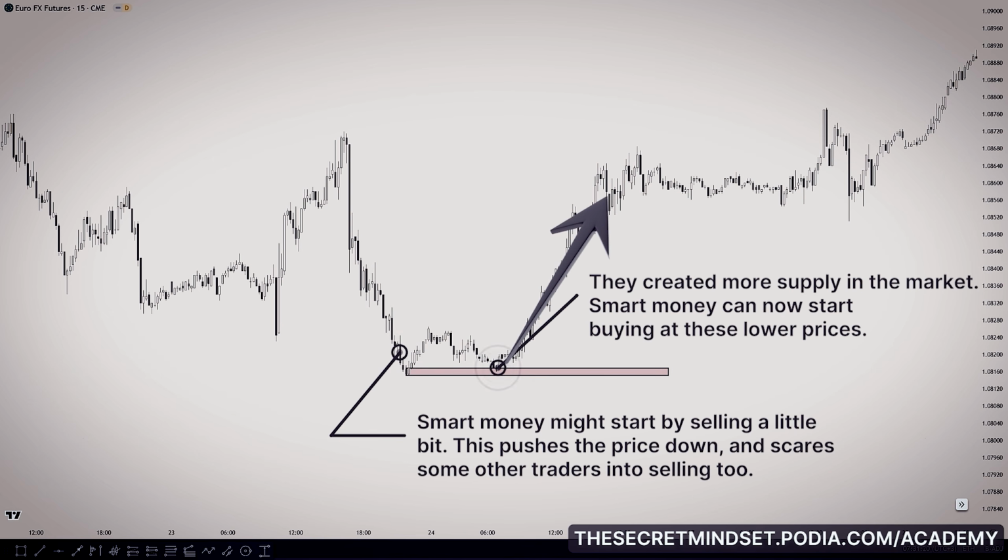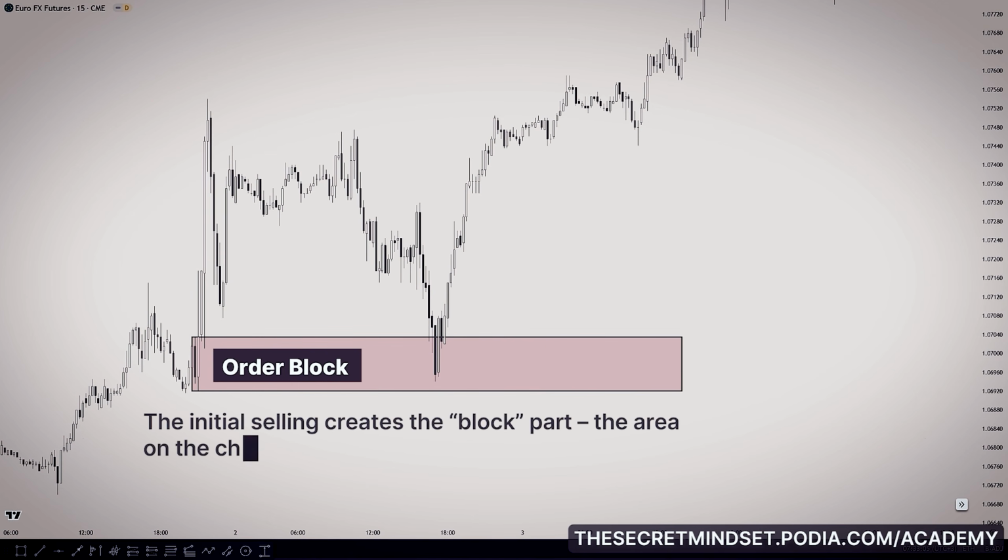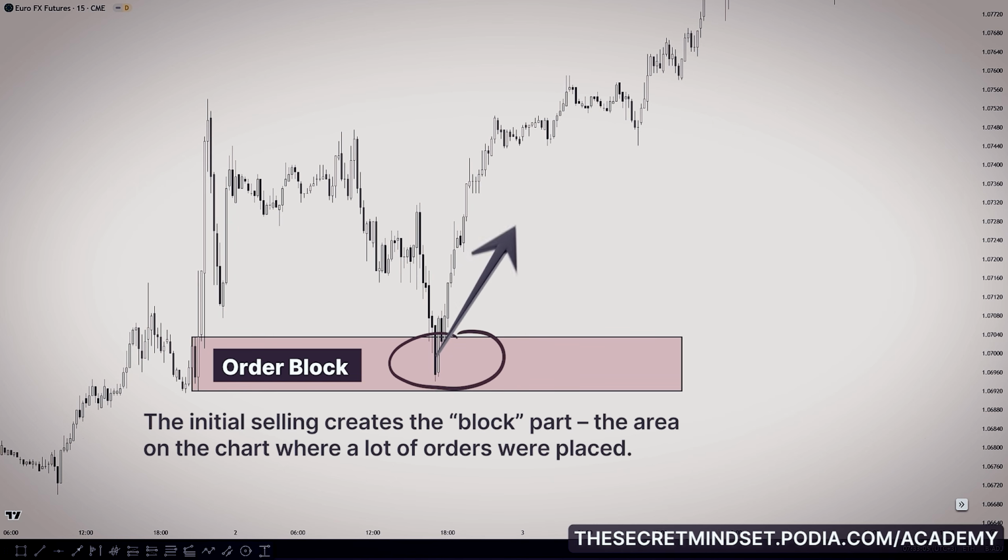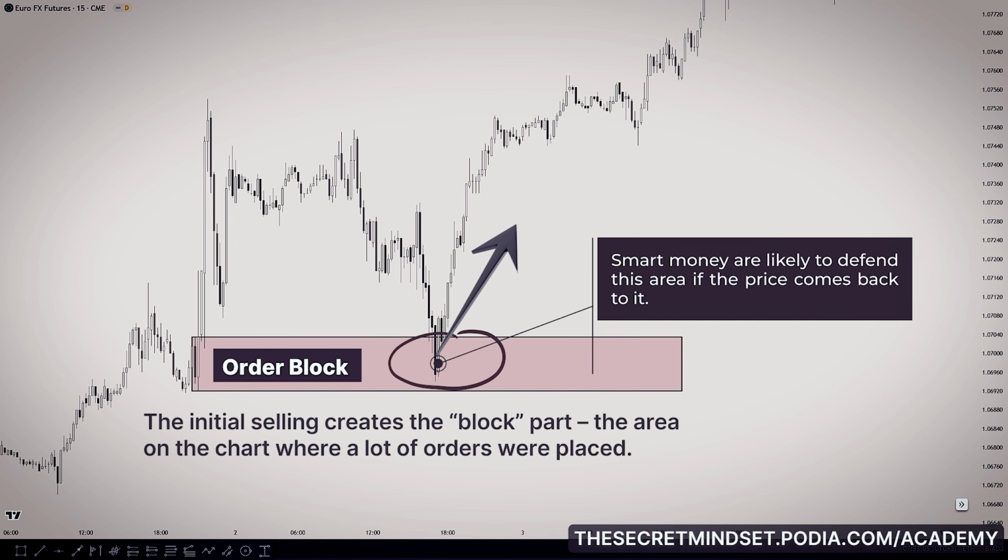They can now start buying at these lower prices. This process creates our order block. The initial selling creates the block part, the area on the chart where a lot of orders were placed. And because this is where the smart money started their buying, we know they're likely to defend this area if the price comes back to it.